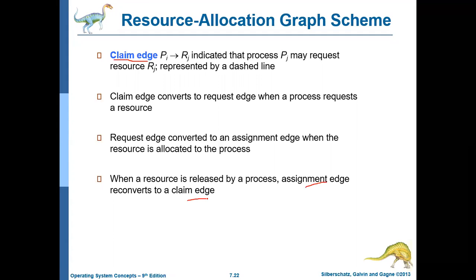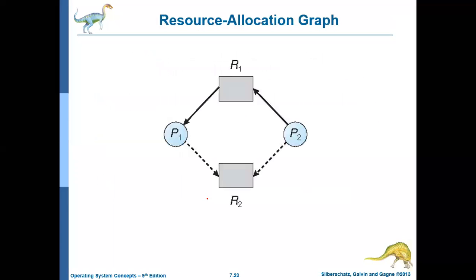and let us see using the resource allocation graph how deadlock can be avoided. So let us see this graph. It represents that there are two processes P1 and P2, and two resources R1 and R2. We have only one instance of R1 and one instance of R2, because there are no squares inside. This arrow represents that the resource R1 is assigned to P1, so this is an assignment edge. And P1 may claim R2 in the future, because it's a dashed line.